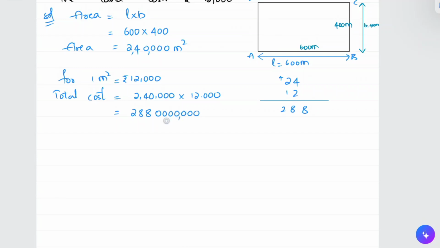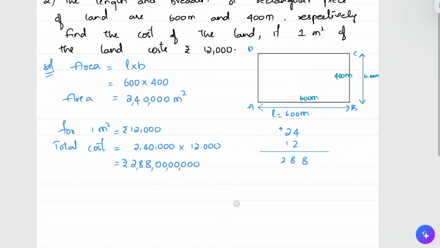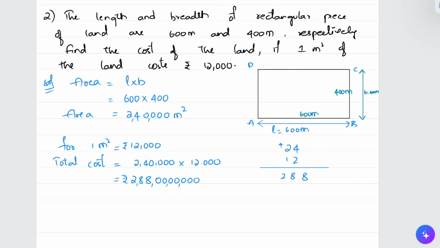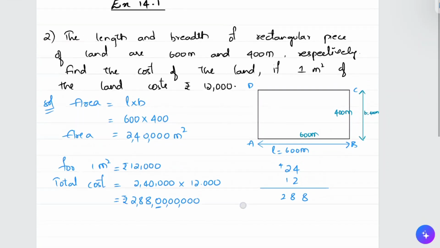So what is the cost? 2,88,000,000. Sorry, 2 crore 88 lakh. Here only it is 10 lakhs. At this point it is 10 lakhs, 8 crores, 80 crores, 200 crores. So 288 crores.